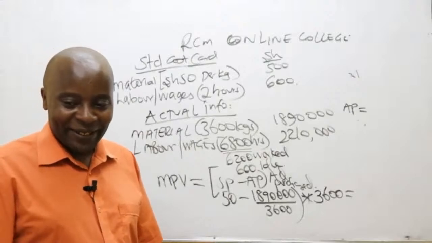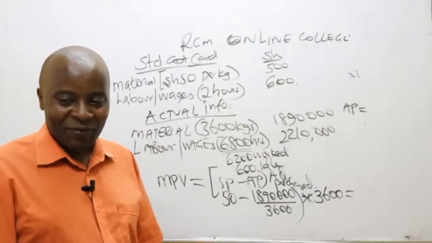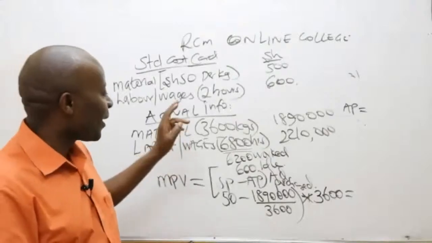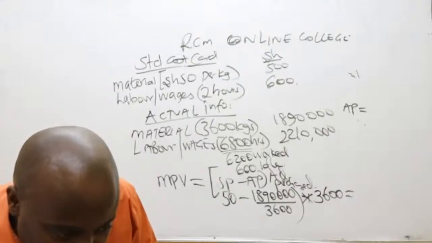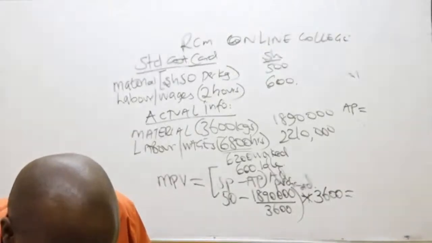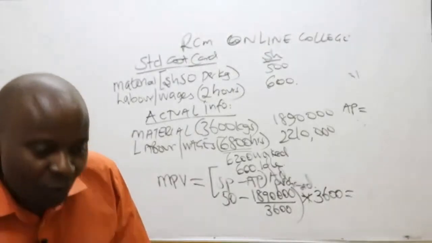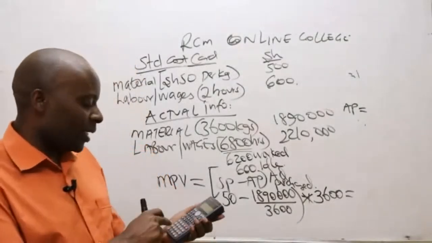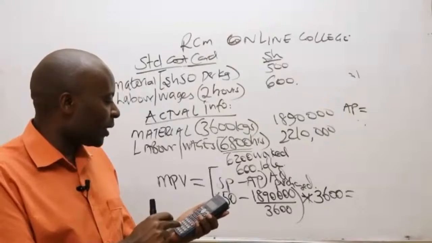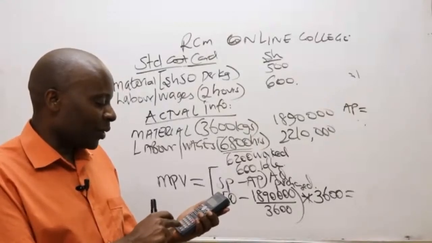90,000 advance. Because you see, they're saying here, no. Okay, I know that is a mistake. Let's see here, 90,000 divided by 3,600.